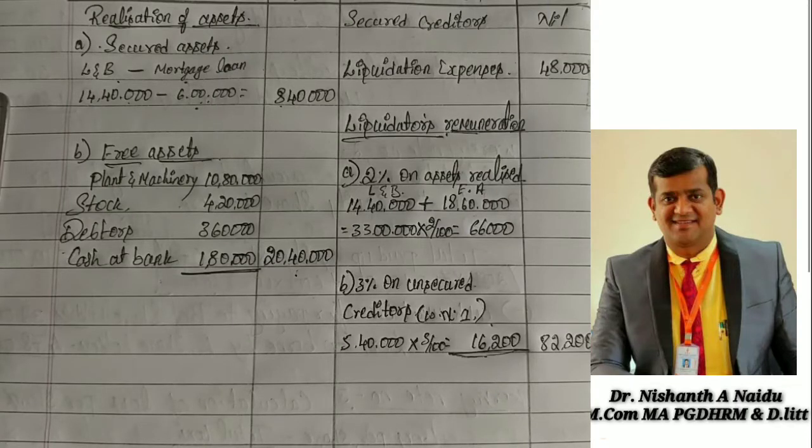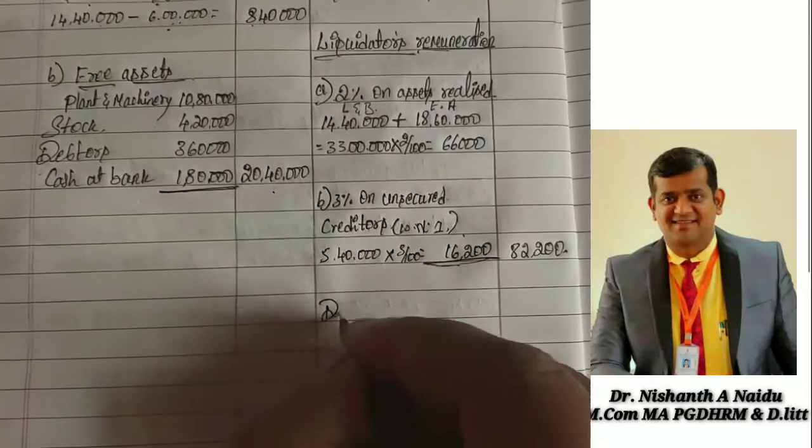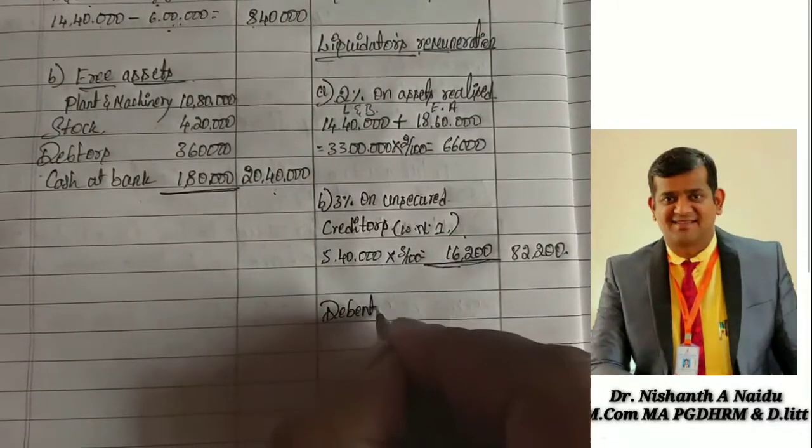So after that, to whom are we supposed to give a payment next? If you look at the liability side of the question, we have debentures. So 8% debentures we have. So let us settle the debentures now.